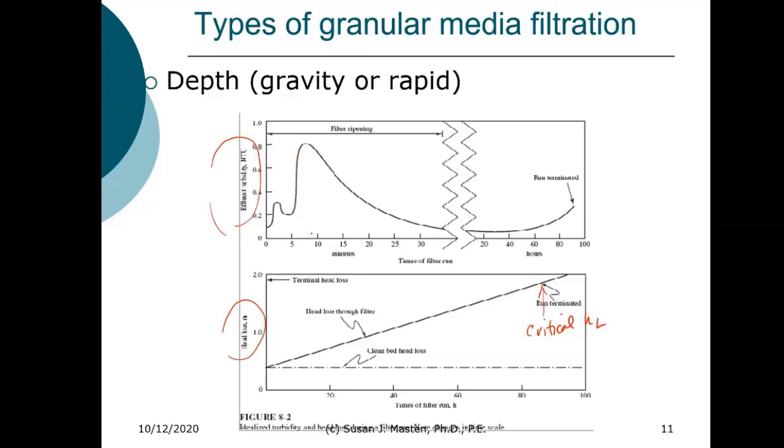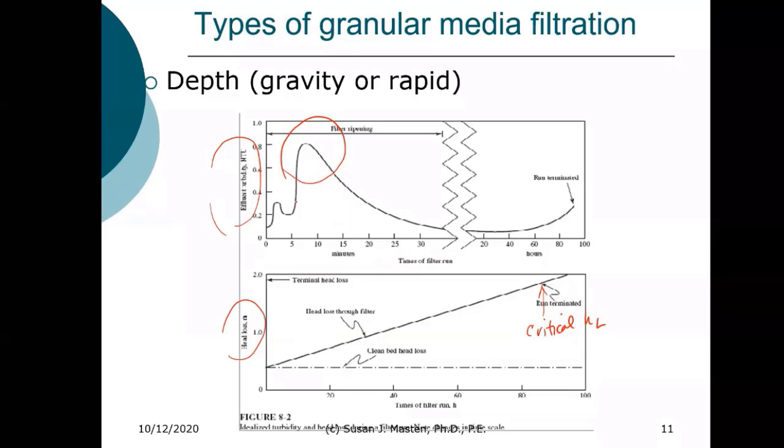This is a plot of turbidity. Now, what you note right here is that the turbidity actually initially increases. And the reason the turbidity increases is what we refer to as filter ripening.